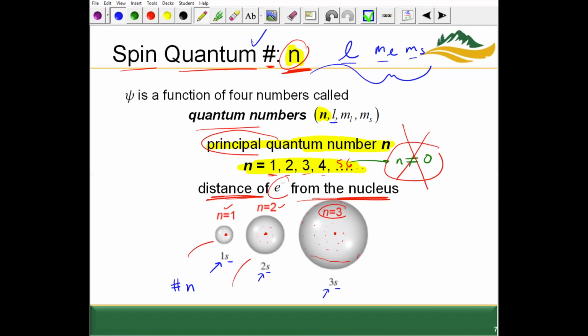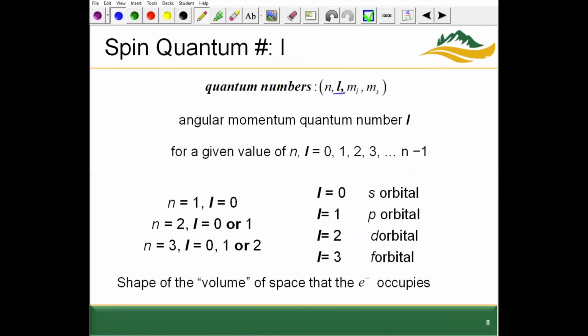Next, let's talk about L. L is the second spin quantum number. So we talked about N. What L describes, or what it's called, is the angular momentum quantum number. N was the principal. L is the angular momentum quantum number. The allowed values for L is that L can equal 0, 1, 2, 3, etc. So L can equal 0. An important restriction on the possible values for L is that it can be 0 up through n minus 1.